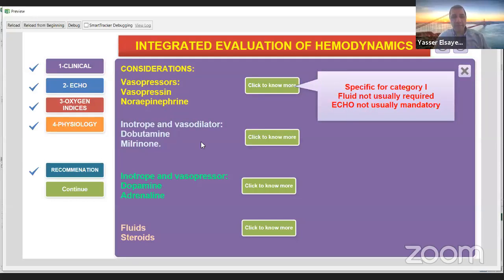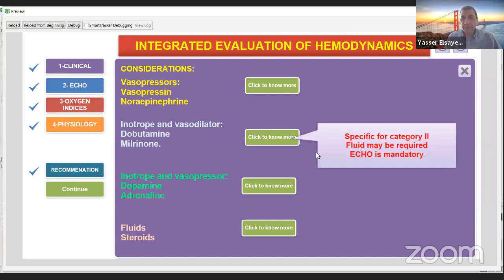Inotropes or vasodilator at the same time, like dobutamine or milrinone. And this category is better to be used after evaluation by echo, because you have in this category either decreased filling of the heart, decreased stroke volume, or also it can be due to impaired heart performance. So you need to differentiate between both by doing echo.